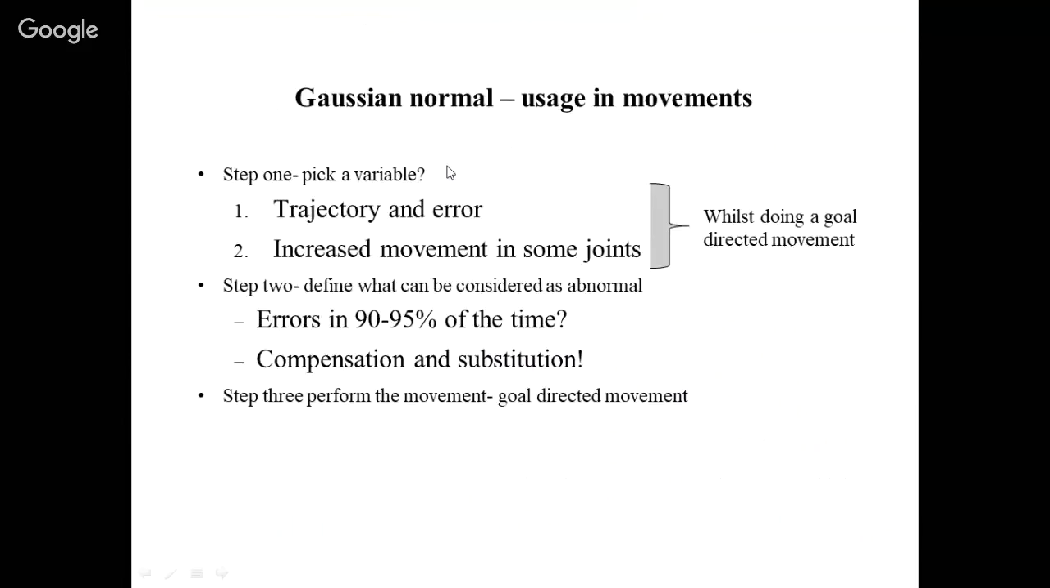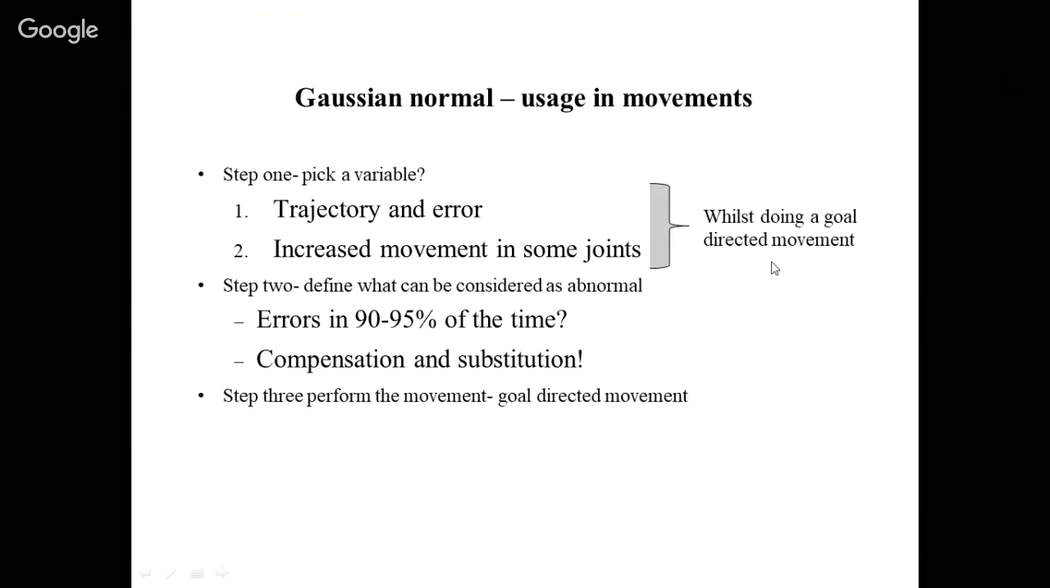So the first definition we saw is the Gaussian normal. So if you are going to use Gaussian normal, the first thing you want to do is pick a variable. What variable is telling us, okay, this is a good indicator for a goal-oriented movement. Remember, that is very important. For a goal-oriented movement, what is a good indicator? There are two variables I have picked for this presentation. One is trajectory, another one is increase in joint movements in some of the joints which are participating in the goal-directed movement.